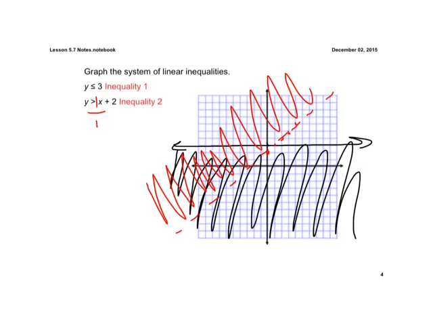Now, this is the new part for this section. Only where our shadings overlap is where our solution is. We see where there's black and red in this little shaded area. This is our solution, nothing outside. Just where our shadings overlap.